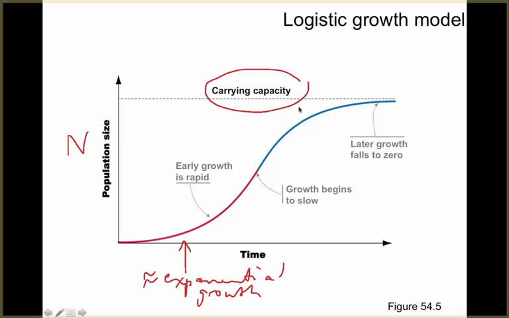Once a population reaches carrying capacity, if it is no longer changing, then what does that mean? That means that the growth of the population is now considered zero. The population is no longer changing and is now remaining constant.